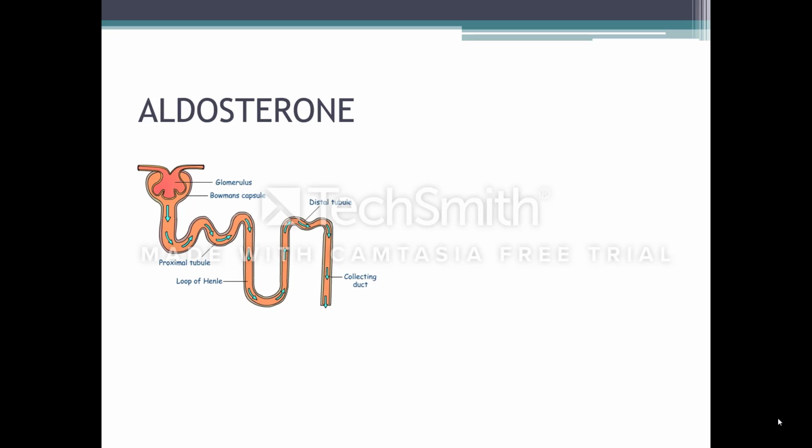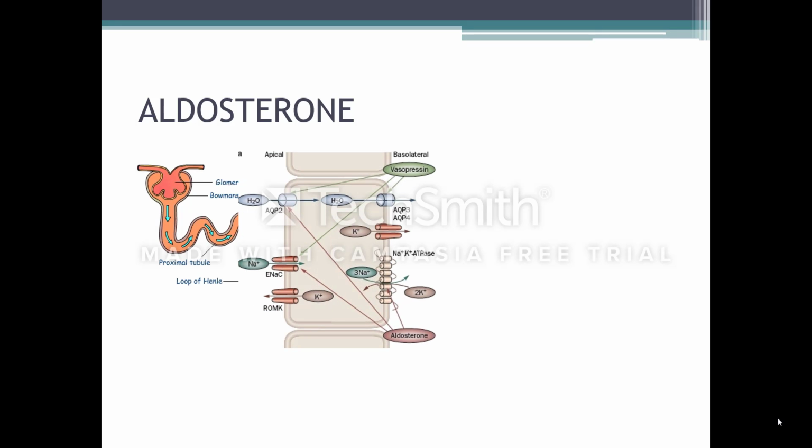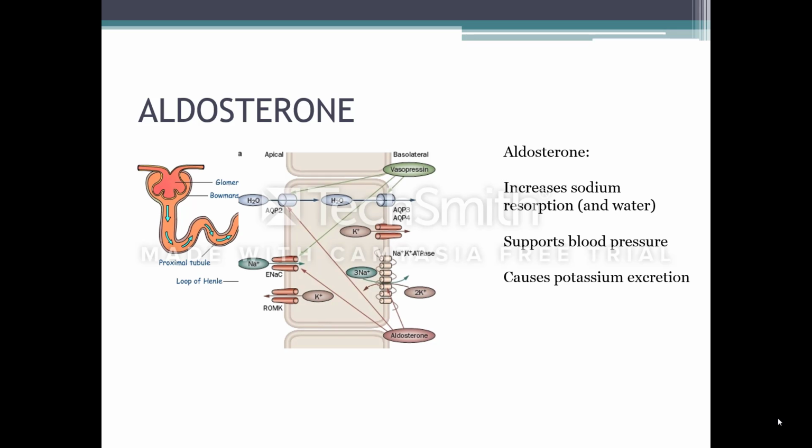So what does aldosterone do? Here we have the nephron. Aldosterone works in the cells in the distal tubule and the collecting duct to increase the resorption of sodium and water, as well as cause potassium excretion. With the water and salt resorption, we have increased blood pressure support.